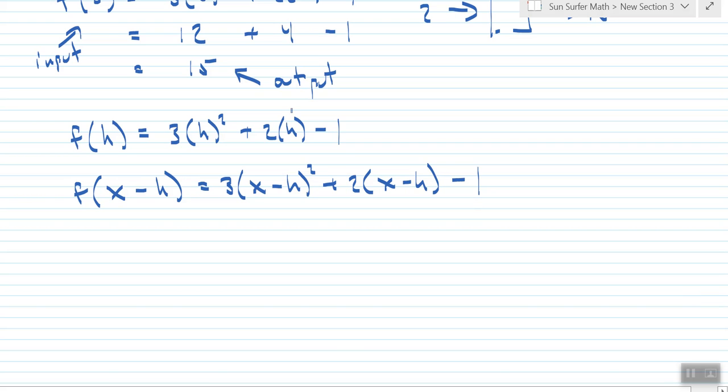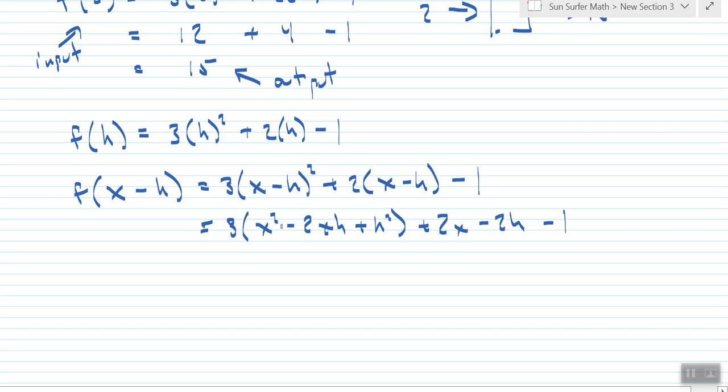And sometimes simplifying is the hardest part, as you will find out in calculus. Simplifying your algebra takes more time than doing the calculus. First thing we need to do is expand this binomial and then multiply it by 3. So expanding the binomial, we get x squared minus 2xh plus h squared plus 2x, multiplying the 2 times the x, and then minus 2h minus 1.